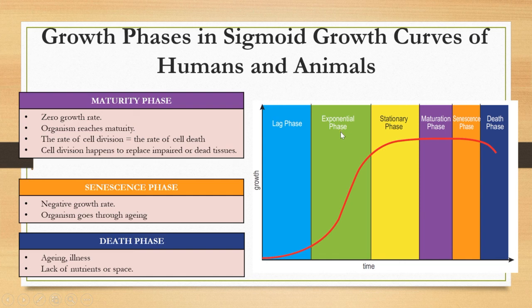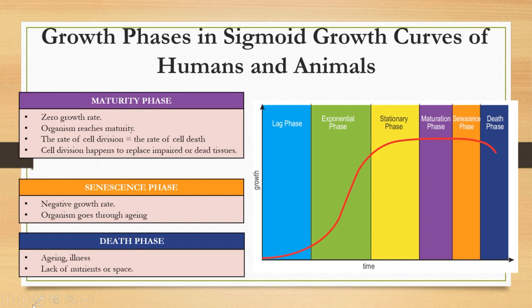During this phase, what happened? Cell division occurs actively. And then which of these phases shows zero growth rate? It is the maturation phase. And a negative growth rate is shown by the senescent phase. So you have to know what happened in the phases in the sigmoid growth curve.